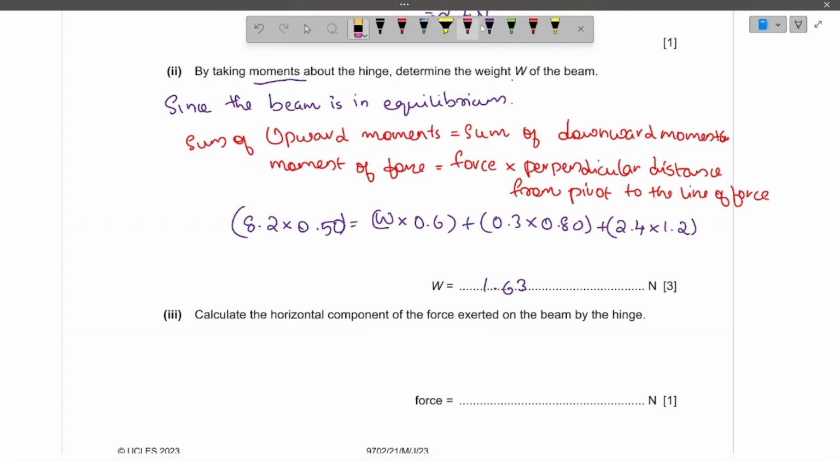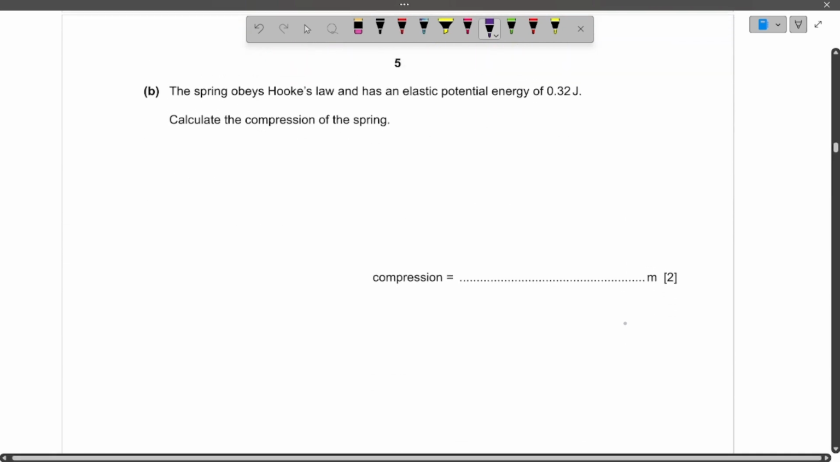So as you know, the horizontal component is F cos theta. So here the force is 4.8 multiplied by cos of 30, the angle given, which is equal to 4.2 newton, which means that this is the force exerted on the beam by the string. The same force will be exerted on this beam by the hinge. Then only the beam would be in equilibrium. Okay, then we can move on to the B part of this question.